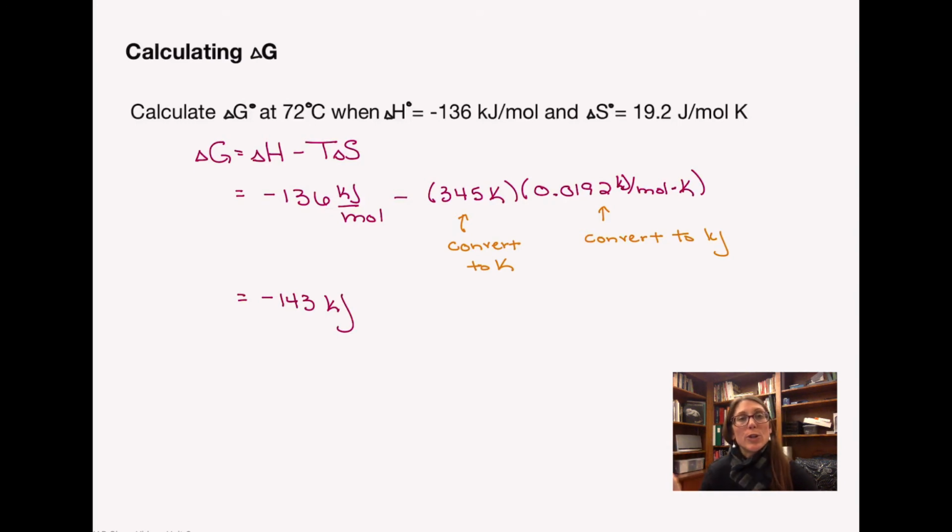And so for this particular process, once I converted everything, plugged it in, and did the math, I got negative 143 kilojoules per mole. And so since delta G is negative, this is a favorable process.